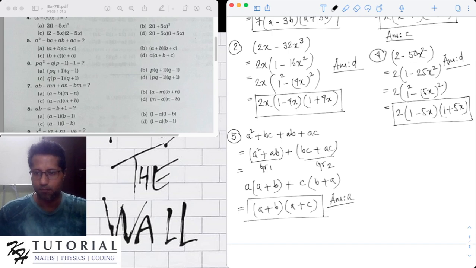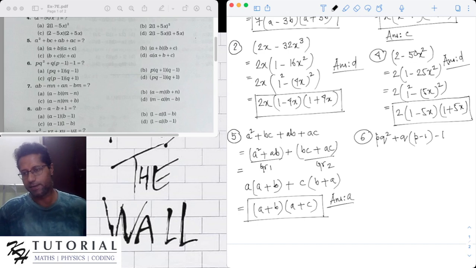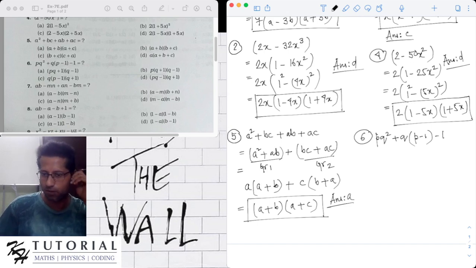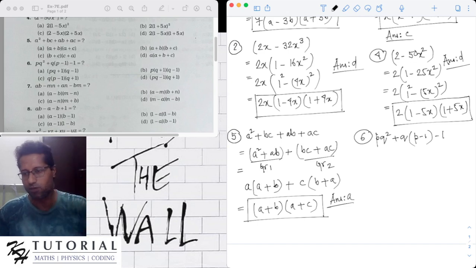Okay, let's do problem number 6. The polynomial is pq square plus q into p minus 1 minus 1. Now clearly we see that there is no common factor in all the terms. Also it is not of the form a square plus b square, a plus b whole square, or a minus b whole square. Neither is it of the form quadratic trinomial. So the only option we can apply is to form some groups so that each group will have a common factor.